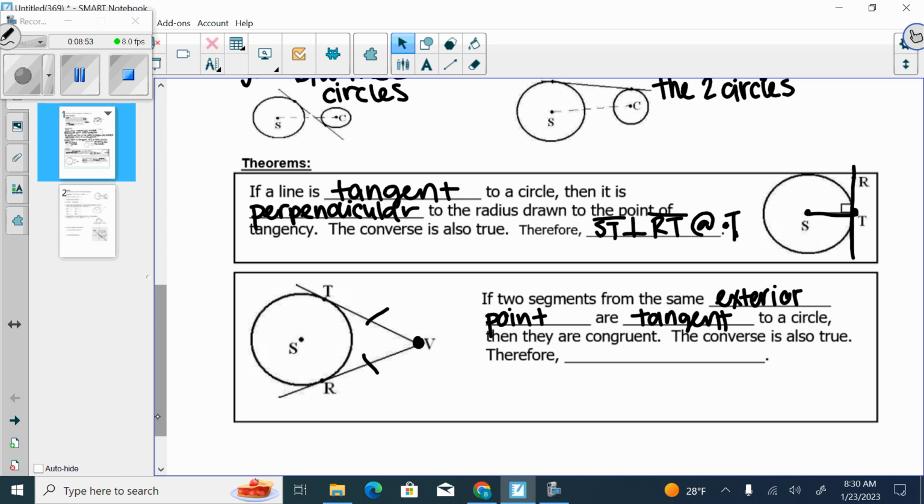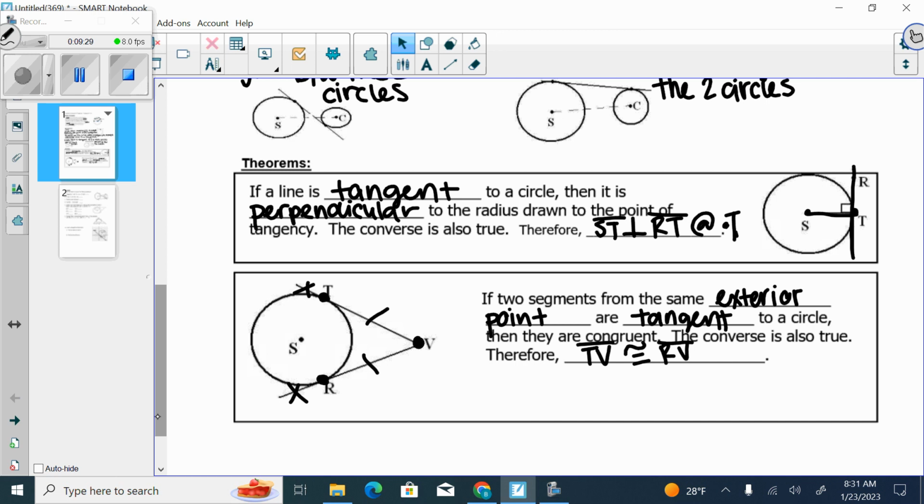Okay. The converse is also true. If they told you these two pieces are congruent, then you must know they're coming from the same external point and are tangent to the circle. So therefore, in this drawing, the segment TV is congruent to the segment RV. And that is only the segment between those points. So from R to V and from T to V. We don't care about the part that's after those points. We're just saying that these two segments are congruent.